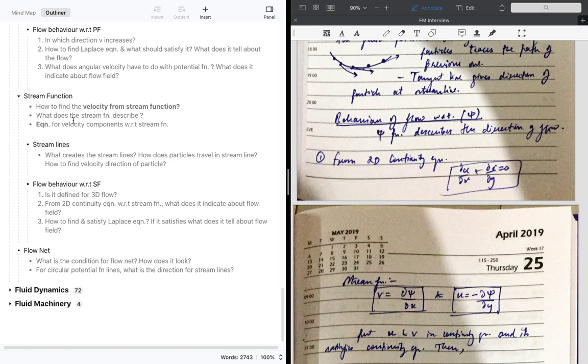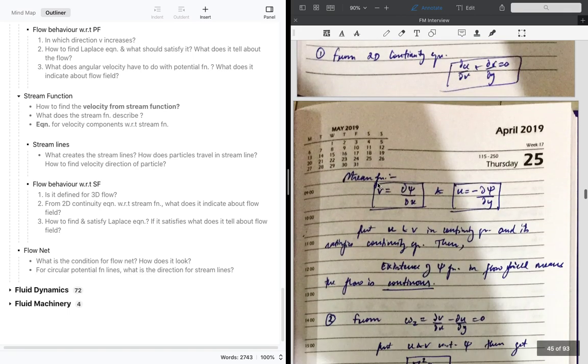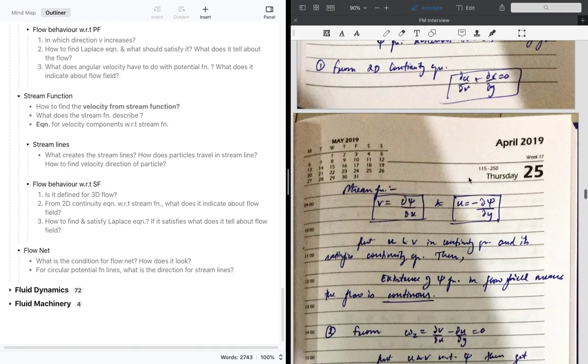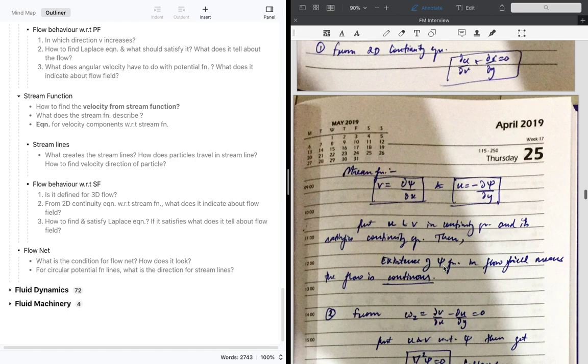How does the stream function describe it? There is an equation for the velocity components with respect to the stream function. We'll see that. So the stream function is basically described like this, curly by curly x. So the 2D continuity equation, which is this, when we put these terms inside the 2D continuity equation for steady and incompressible flow, we see that if the stream function exists in the flow field, it means it is a continuous flow.